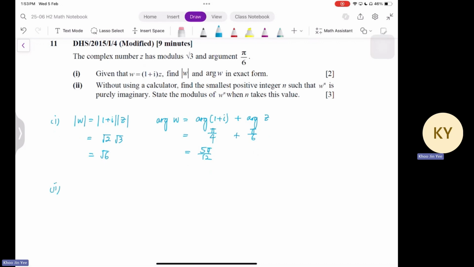Part 2 is the slightly challenging one, but after you do it once or twice, you roughly know what to do. Now this one you need to pay attention a bit. Without using a calculator, find the smallest positive integer n such that w to the power n is purely imaginary. State the modulus of w to the power n when n takes this value. Let me give you the general case first.